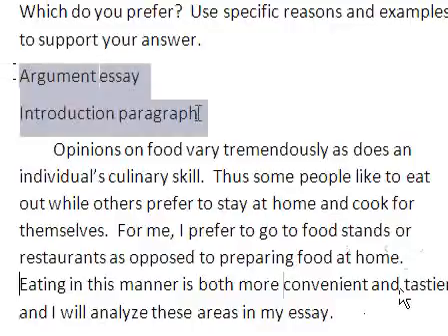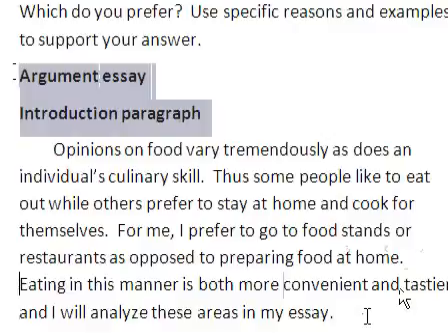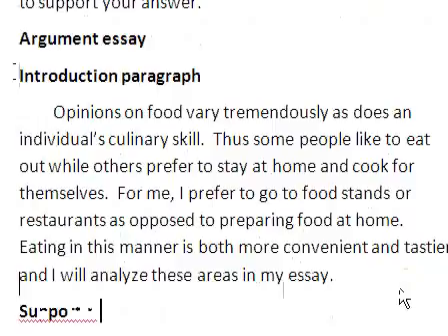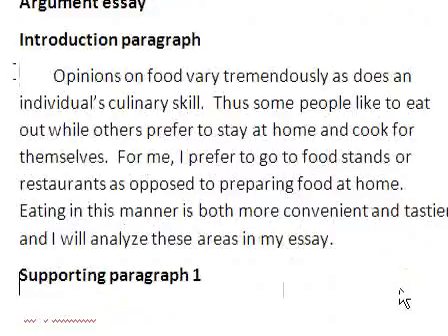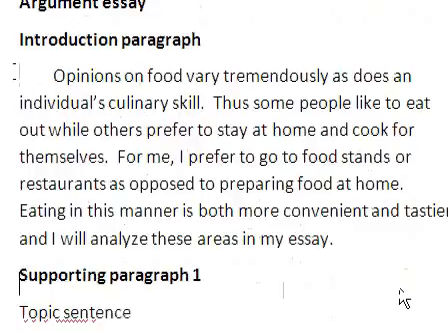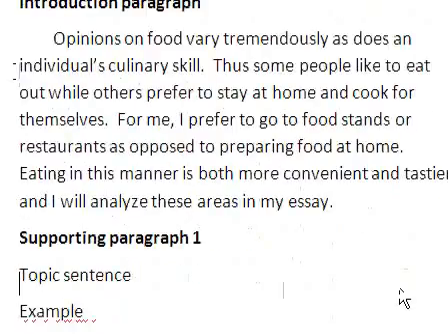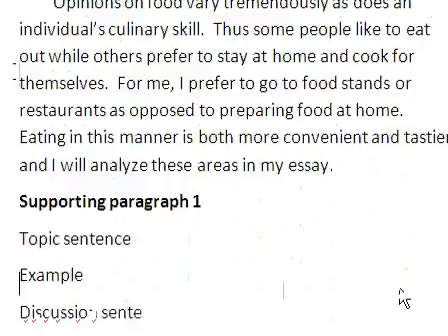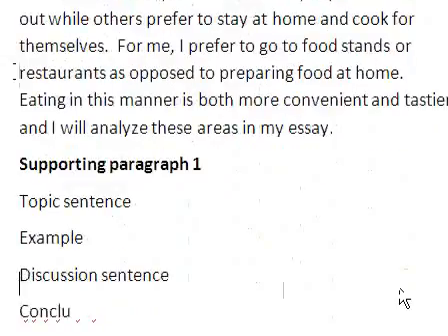Okay, let's make these stand out a bit better. So, the first thing in our supporting paragraph is our topic sentence. This is followed by our example or evidence of some kind, followed by a discussion sentence, and finally a conclusion sentence, which is just a conclusion for the topic.